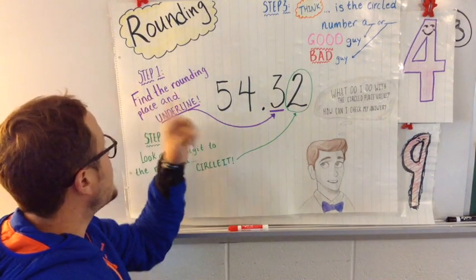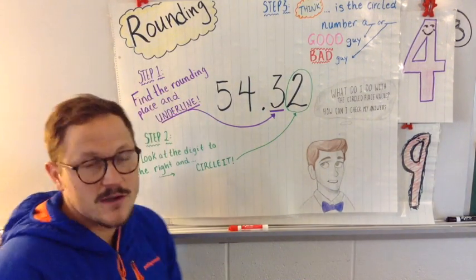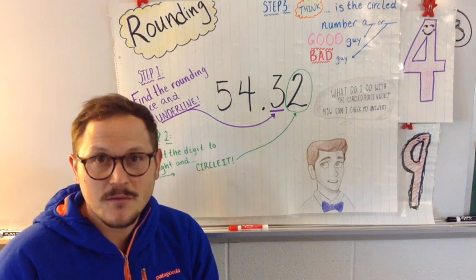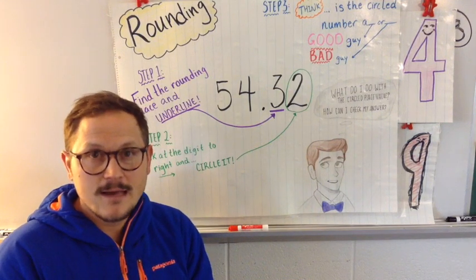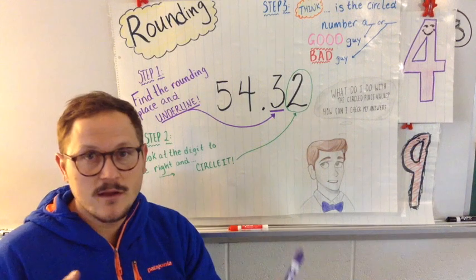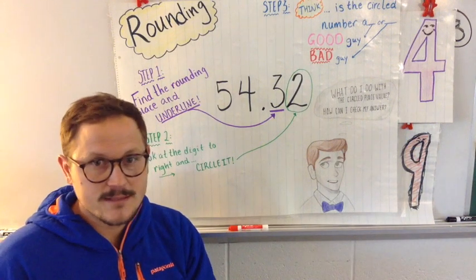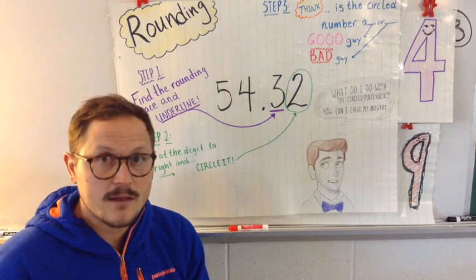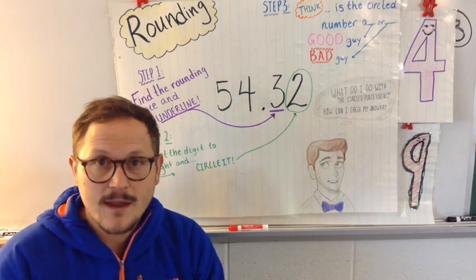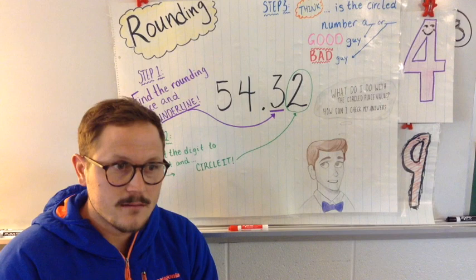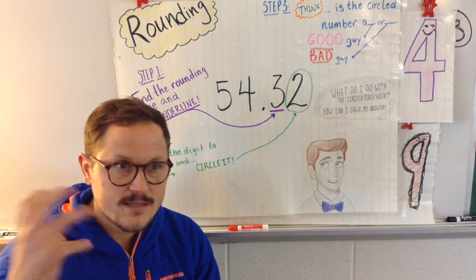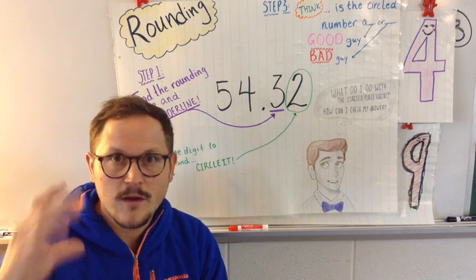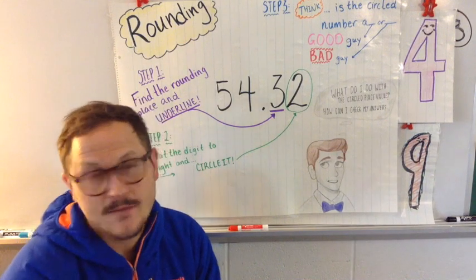Step 1, find the rounding place and underline it. Some of the questions already have that done for you. Some of them you have to find it yourself. So knowing the place value chart is probably the most important thing to starting this process. If that's the problem, then pause this video and go to the place value chart video that I have and see if you can just kind of get yourself locked into where the place values are and really truly understand them.